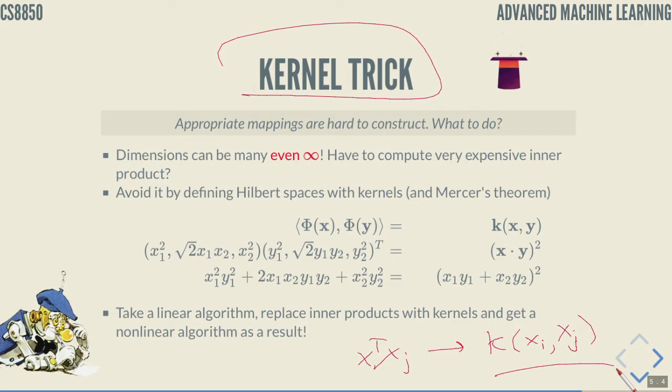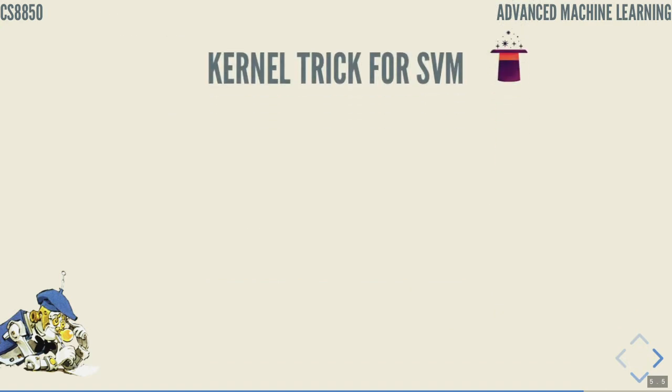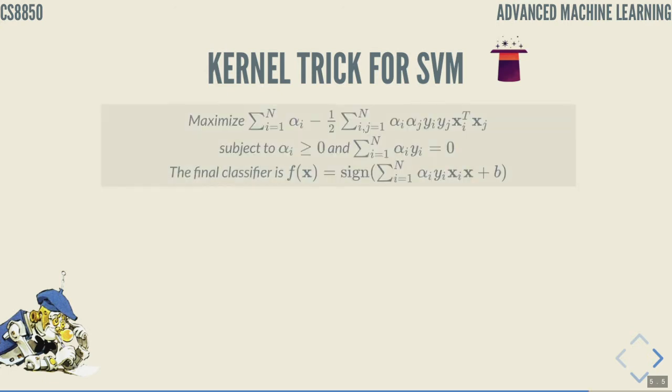And with regards to support vector machines and linear support vector machines, the hope is that when we map into that feature space, the data becomes linearly separable. So let's check what happens to the linear support vector machine when we apply the kernel trick to it.